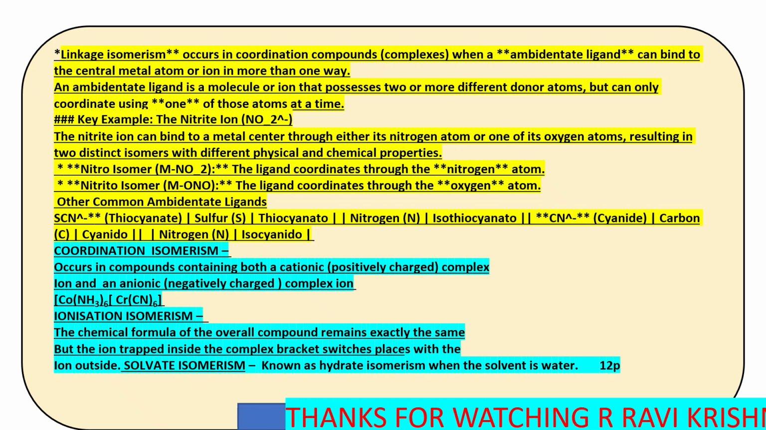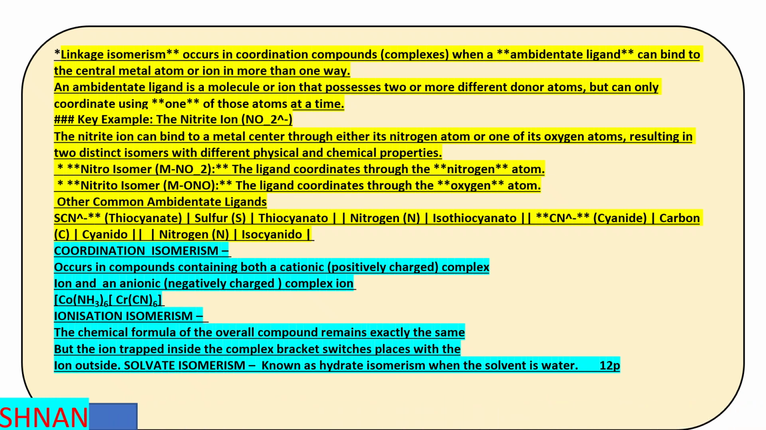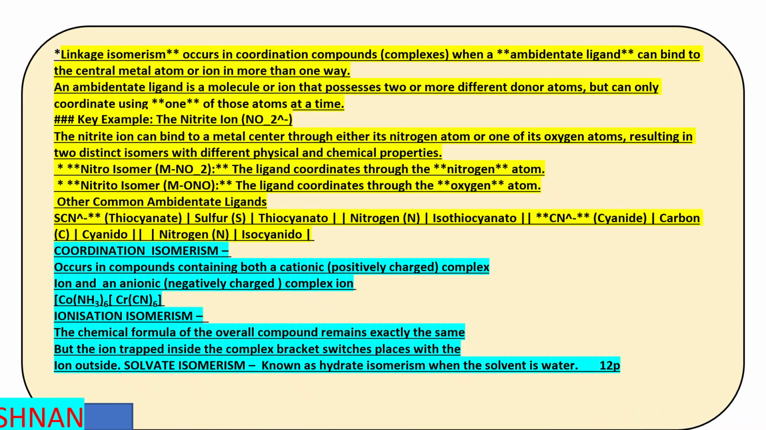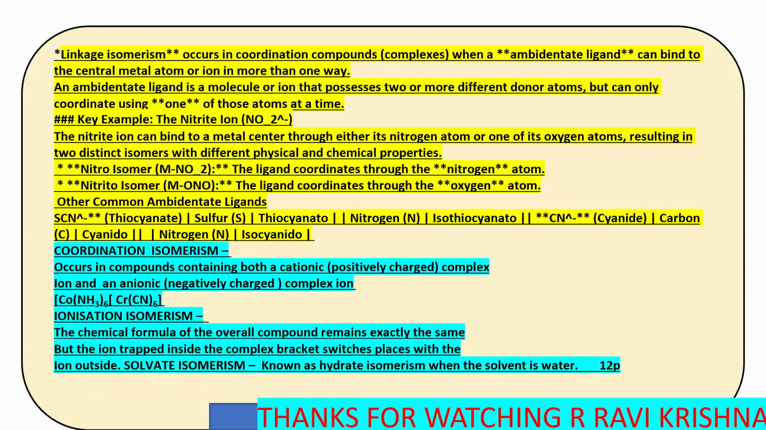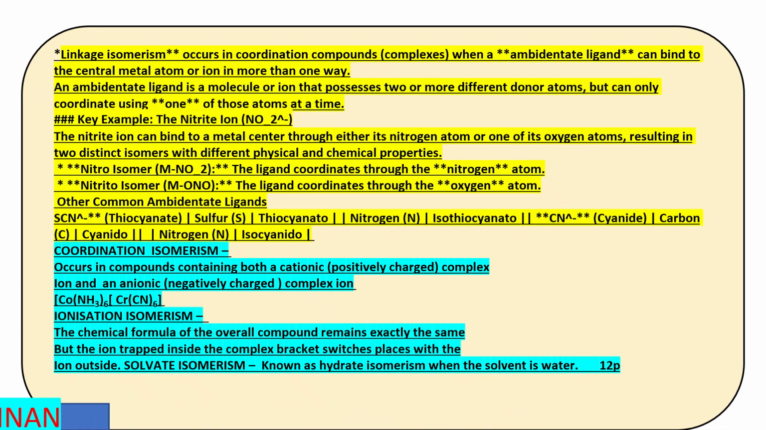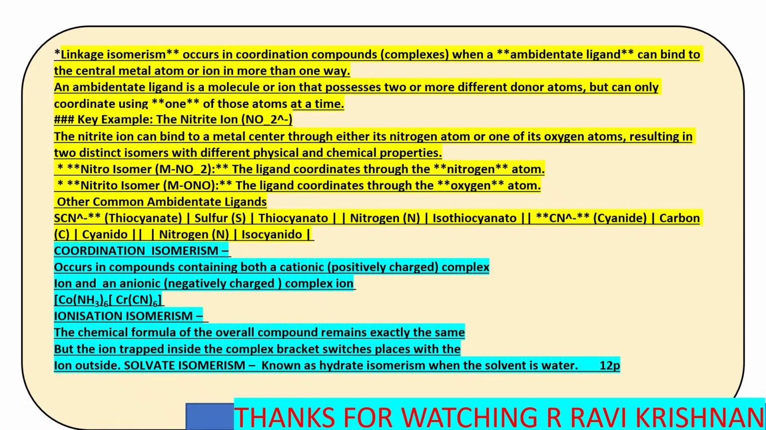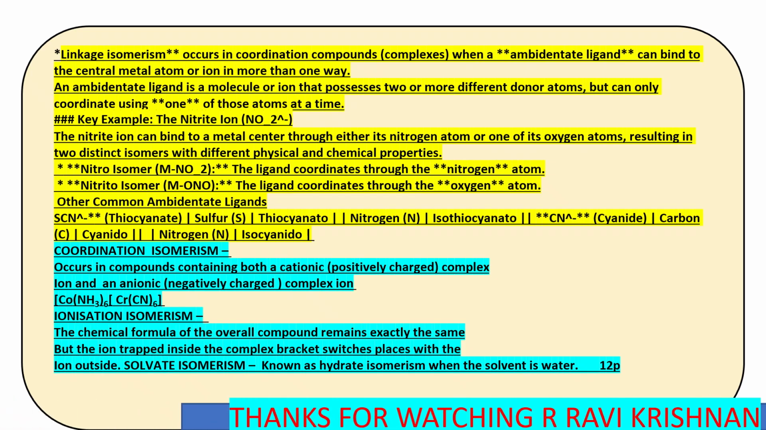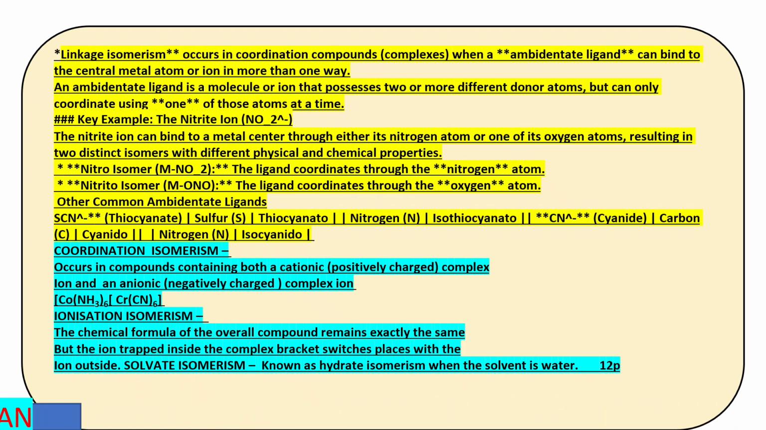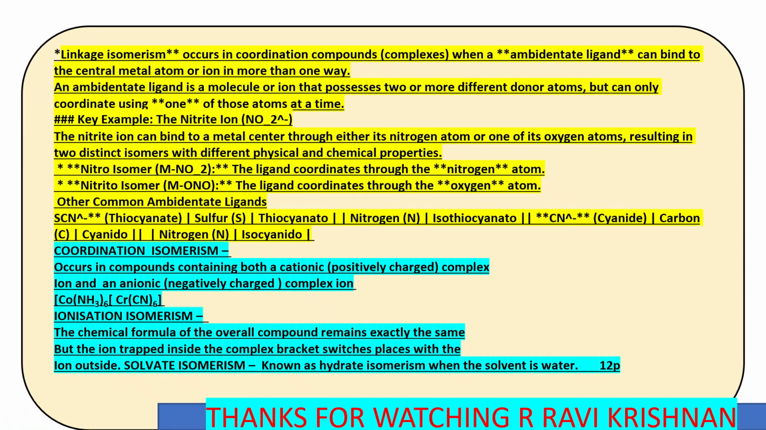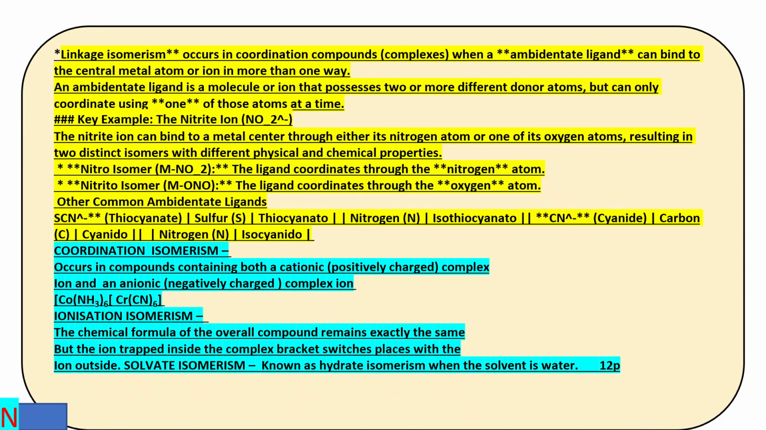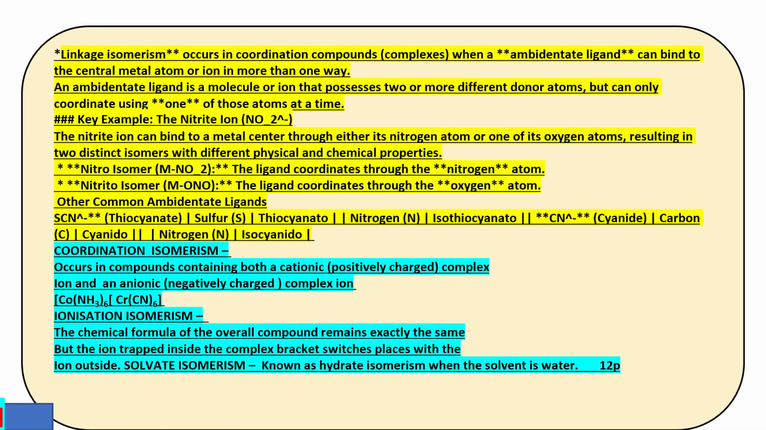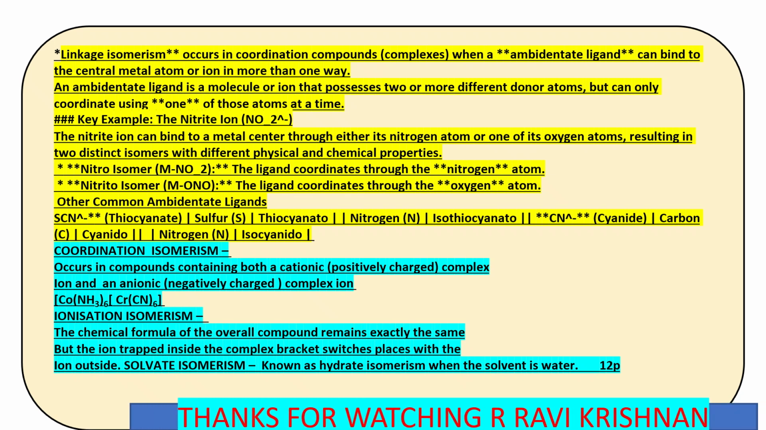Key example: the nitrite ion can bind to a central metal through either its nitrogen atom or one of its oxygen atoms, resulting in two distinct isomers with different physical and chemical properties. A nitro isomer has the ligand coordinated through the nitrogen atom. A nitrito isomer has the ligand coordinated through the oxygen atom. Other common ambidentate ligands: thiocyanate (SCN, through sulfur), isothiocyanate (NCS, through nitrogen), cyanido (CN, through carbon), isocyanido (NC, through nitrogen).